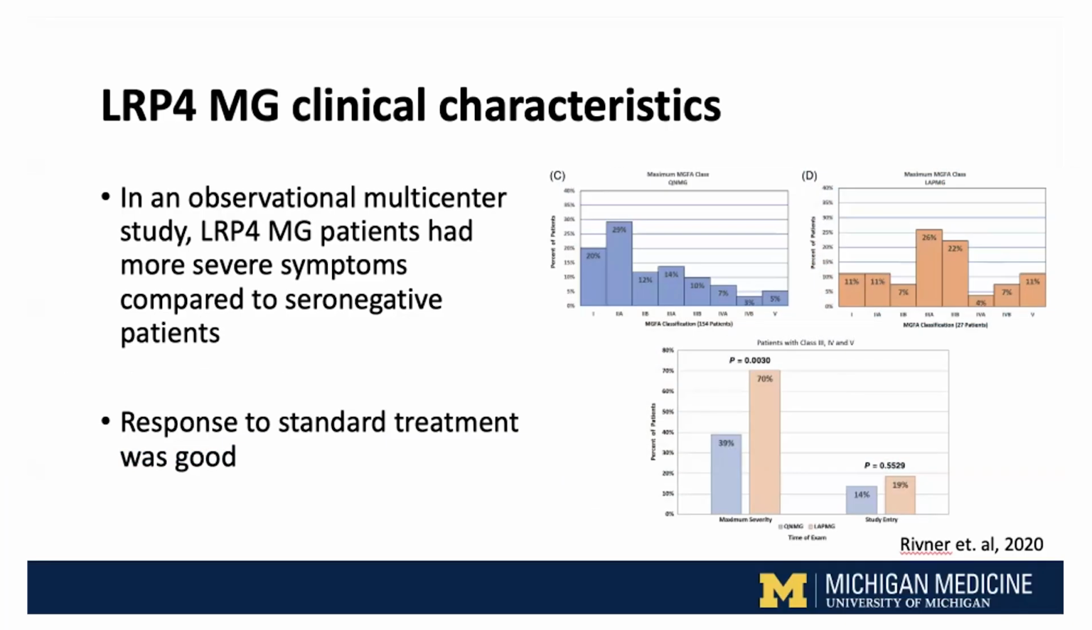As far as the clinical characteristics, this was taken from an observational multi-center study years ago, looking at patients that had this antibody in their myasthenia gravis. They compared it to patients that were negative for antibodies, and they found that this group tended to have more severe disease, more so in the class of the MGFA classification of 3A and 3B, meaning moderate disease, compared to seronegative patients, at least the group that they looked at, that were more mild. But they do respond to treatment.